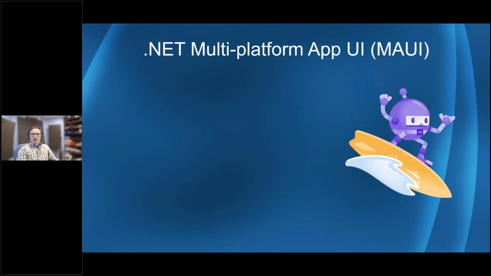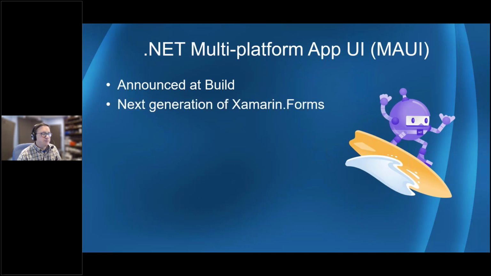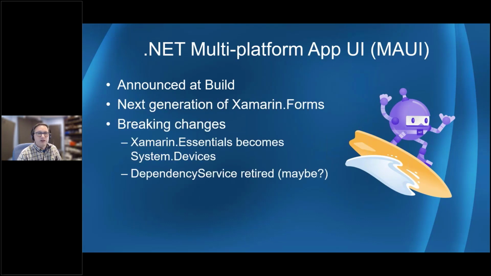So we need to talk about MAUI. MAUI is the .NET multi-platform app UI. This was announced at Build this year. It is the next generation of Xamarin.Forms, and it's going to have breaking changes. Xamarin Essentials becomes system.devices. If you have code that references it as Xamarin Essentials, it should still work. They're using some sort of shim system to make that easier to manage.